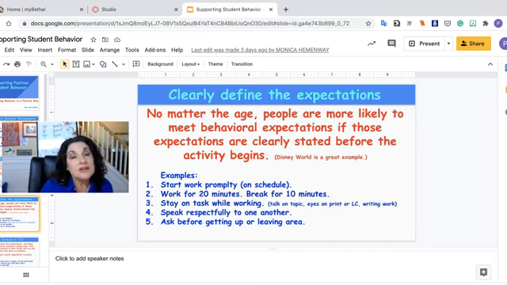If you get your student involved in helping you come up with expectations, they even have a greater buy-in, and they know what they are. It's important not to have more than 5 rules. I usually have 3. So it may be start work promptly, or start work on your schedule, work for 20 minutes and then have a 10-minute break. It might be that for your student you can say work for 10 minutes and have a 5-minute break.